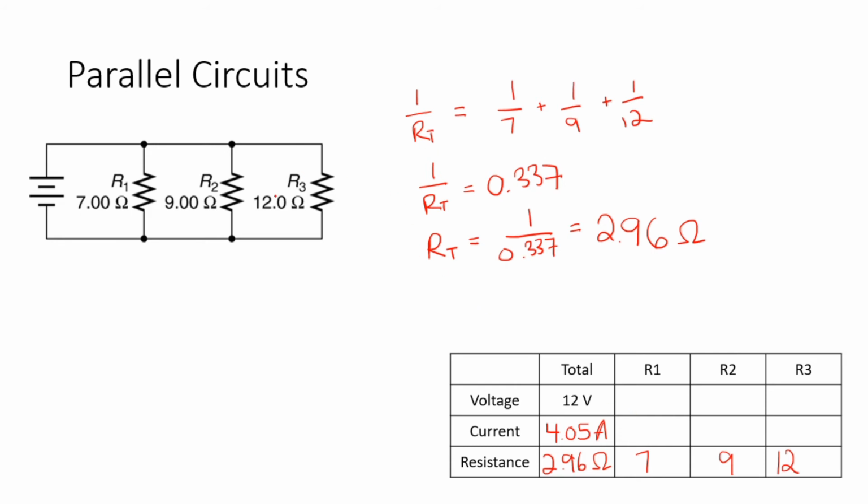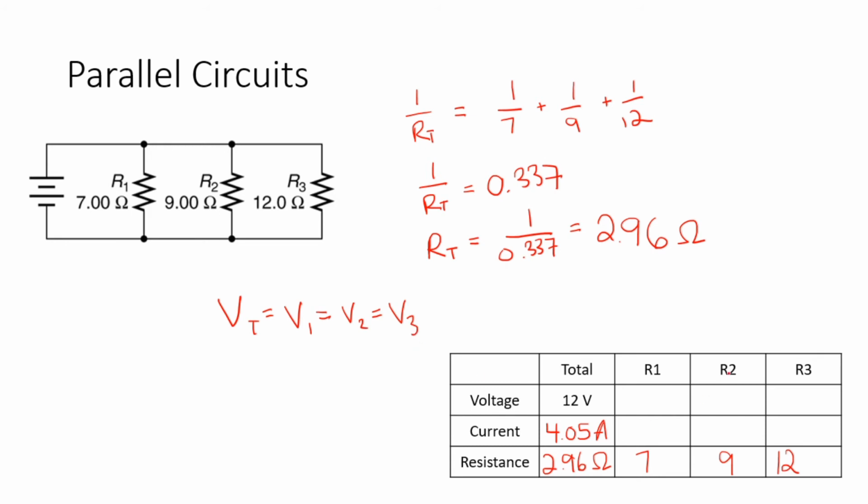So is current the same in all three branches? No. Current splits when you go into parallel. It doesn't split evenly unless all the resistances are the same value. It likes the path of least resistance. So I expect to see the most current across R1 and the least current across R3. But what I do know about parallel circuits is the voltage is constant across all the loads.